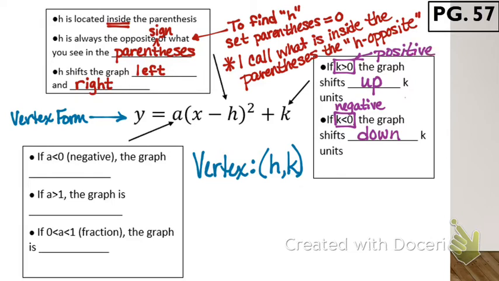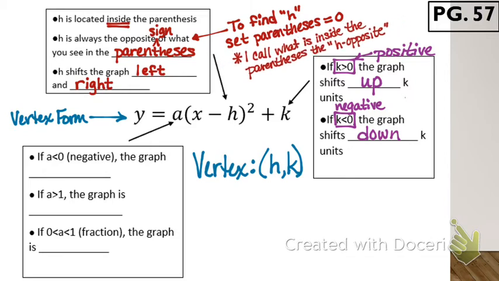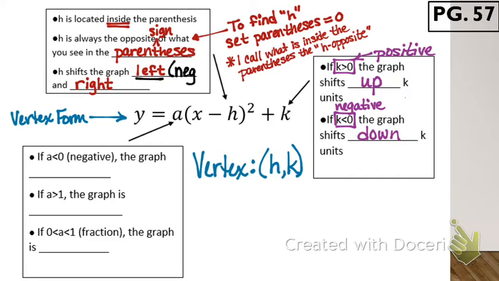We didn't actually talk about that with H. We said it's the opposite, and that we have to set it equal to 0 to figure out what it would be. What do you think would shift it left, if it's a positive or a negative number? Negative. So after I set it equal to 0 and figure out what H actually is, if it's a negative number, it's going to go left. And if it's a positive number, it's going to go right.